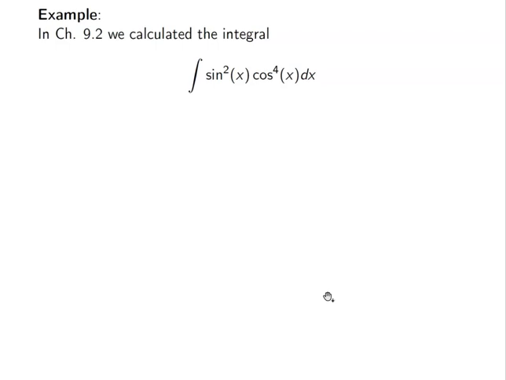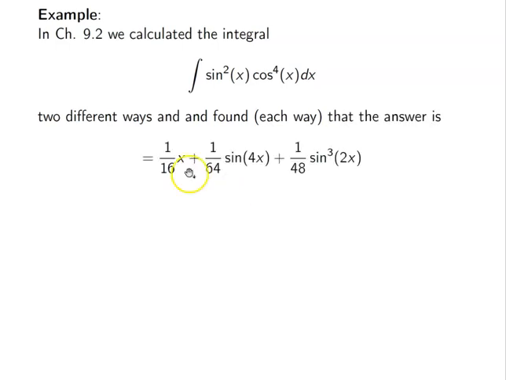Remember in chapter 9.2, we're doing the trig substitutions, and we calculated the integral of sine squared of x times cosine to the fourth power of x dx two different ways. We used two different substitutions. We used the Pythagorean identity substitutions, the unit circle substitutions, and then we used the half angle substitutions for cosine times sine. Okay, and each way that we did, we got the same answer. And this is that answer: 1 over 16 x plus 1 over 64 sine of 4x plus 1 over 48 sine cubed of 2x.